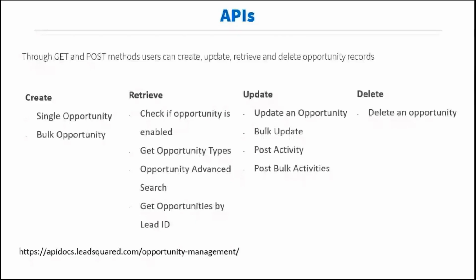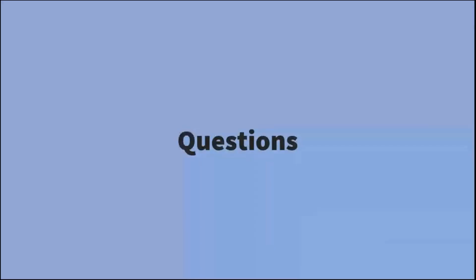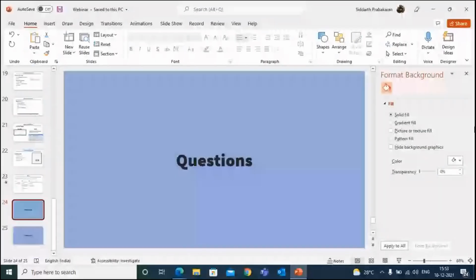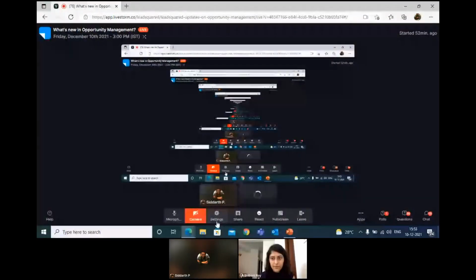So with that, we come to the end of the presentation. We've also had a lot of updates on opportunity reports as well. So we've got opportunity distribution analysis, then user-based user productivity reports on the opportunity level. The report section will be handled separately in another webinar probably. So with that, we conclude this session. And if you have any questions, I'll be happy to take them up.